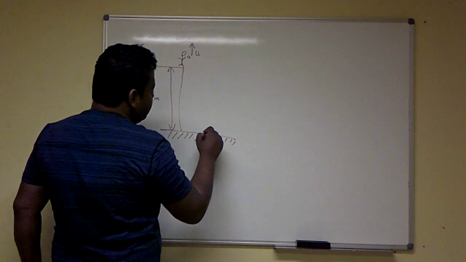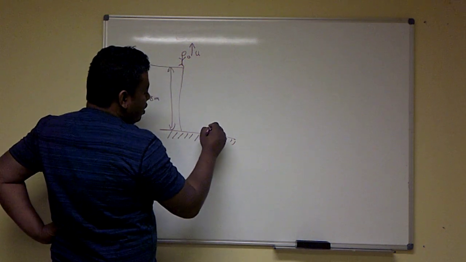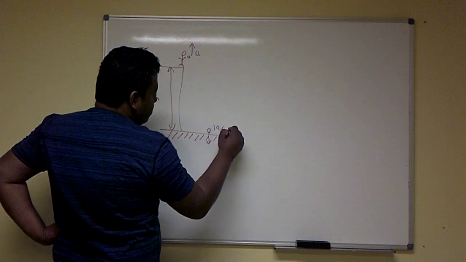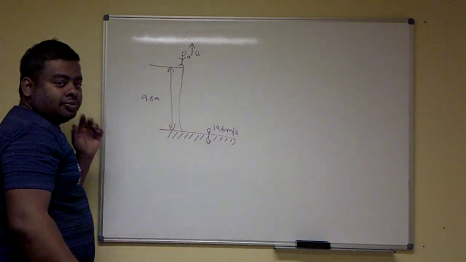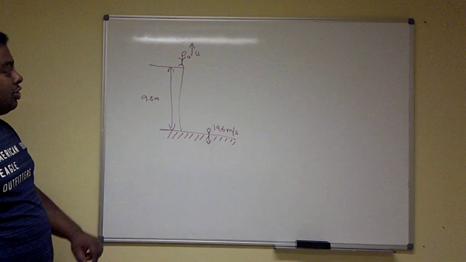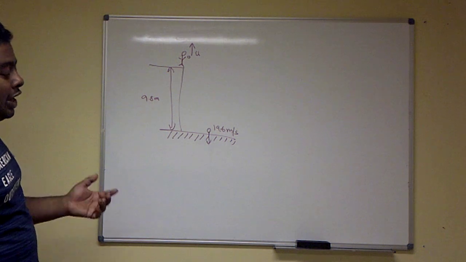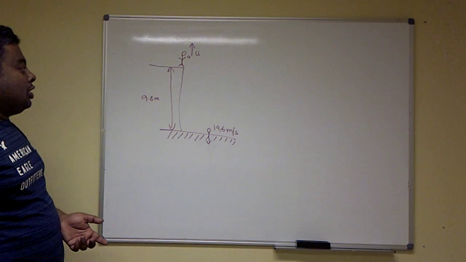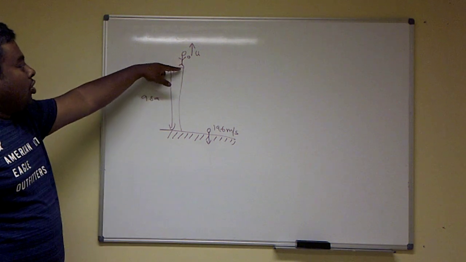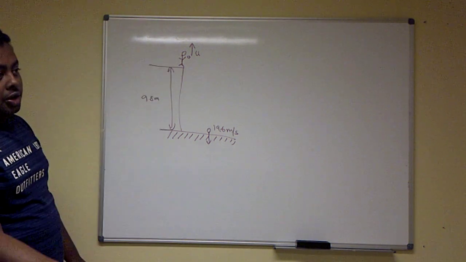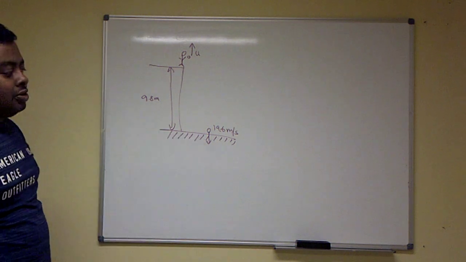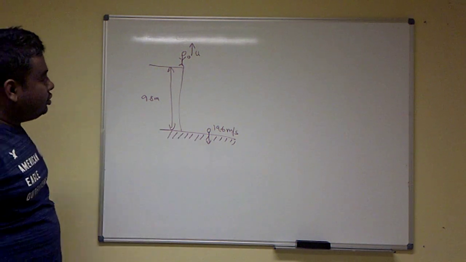When this ball hits the ground, it hits the ground at 19.6 meters per second. So we'll now try and figure out what that initial velocity u is and how much time it really took to go from this instant where he threw the ball up to hitting the ground. So let's do this equation.